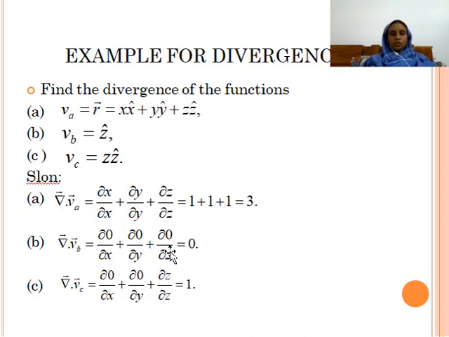In this case, you have to remember the point here. This is the unit vector z cap. Its magnitude is 1, so if you take its derivative, it goes to 0. That's why in the second case you get 0. But in the third case, the function is z itself, so if you take the derivative with respect to z, it gives you 1. Okay, so these are the divergences.